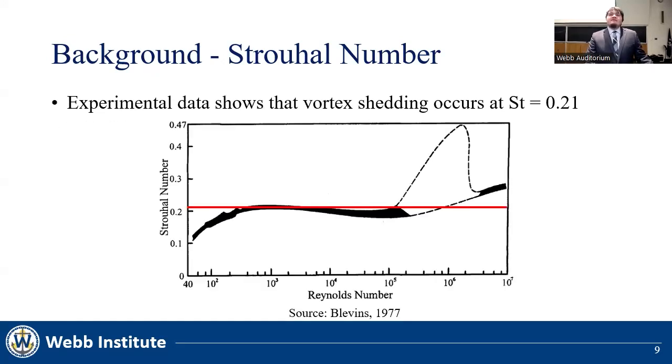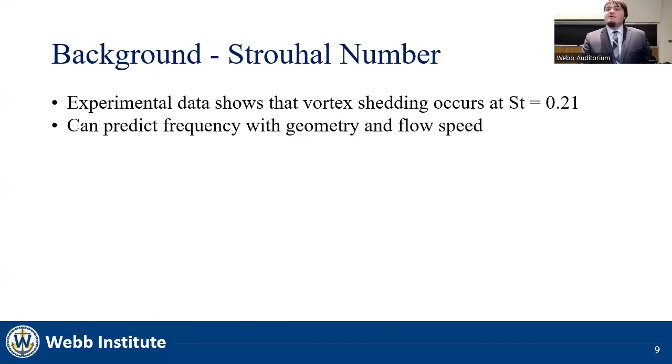In the graph above, the x-axis is Reynolds number, the y-axis is Strouhal number, and the plot shows Strouhal numbers at which VIV occurred. You can see that for a large range of Reynolds numbers, the plot centers around that Strouhal number of 0.21. Using this relationship, we can predict the frequency of vortex-induced vibrations for any given geometry and flow speed.